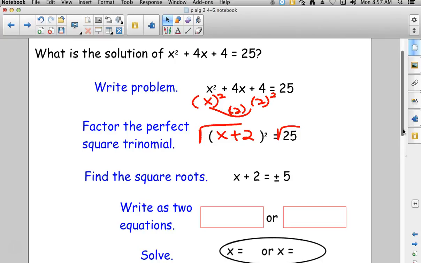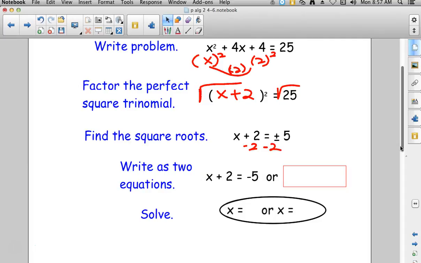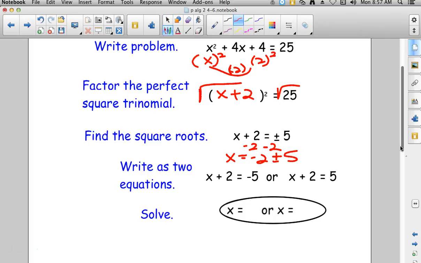So to get to the 2 answers, we would subtract 2 from both sides. I would do this, but you certainly could write x plus 2 equals 5, x plus 2 equals negative 5. It just adds another step in there. So when we have that, negative 2 plus 5, that's 3. Negative 2 minus 5, that's negative 7. There they are. We have our 2 answers.